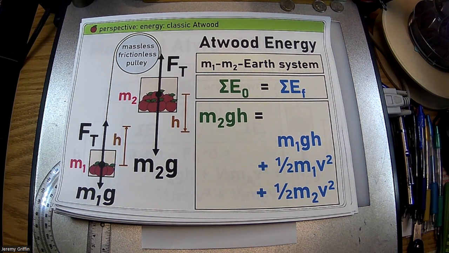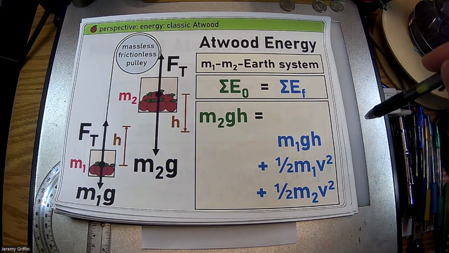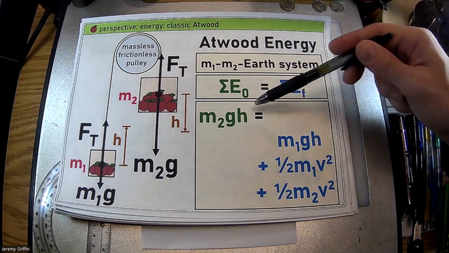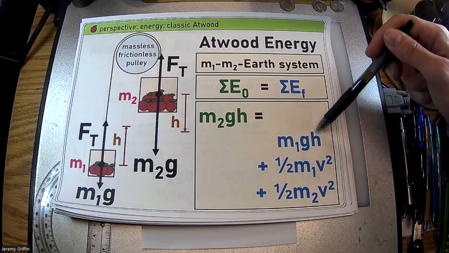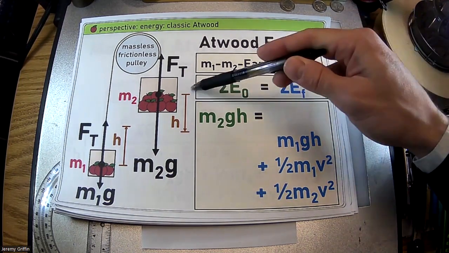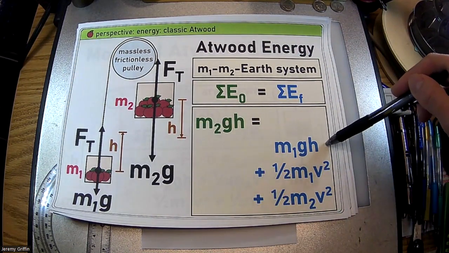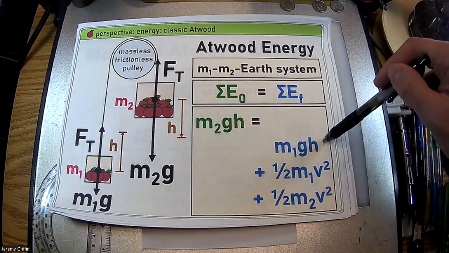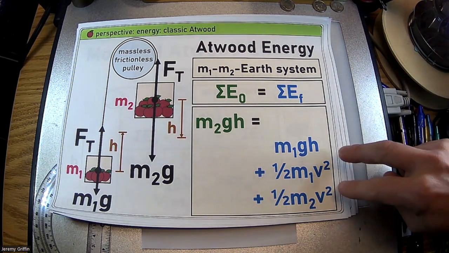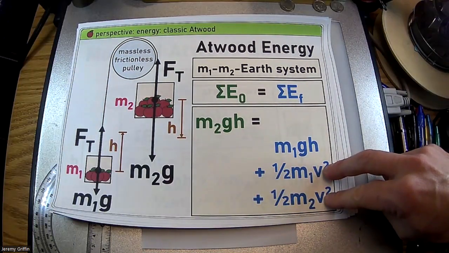Right. While you guys are digesting that or finish writing your notes. This H is this H. One block is going down, the other block's coming up, but they're tied together with the same string, so they're going to be the same distance. And this V is this V.